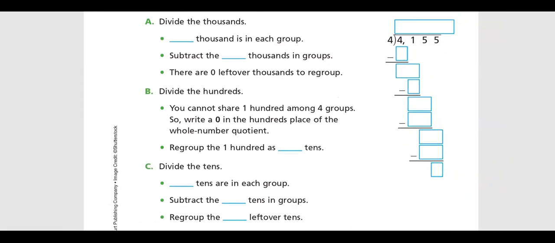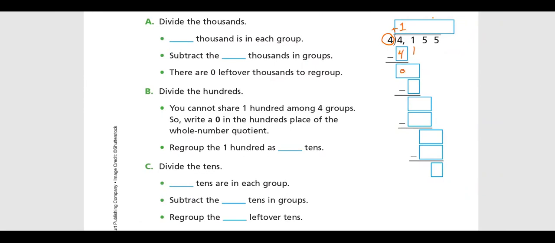So we need to divide 4 by 4. So this 4 is the divisor, and this is the dividend. How many 4s in 4? It's 1. Write 1 above this 4. After that, 1 times 4 is 4. Copy 4 under 4 and subtract, it will be 0.